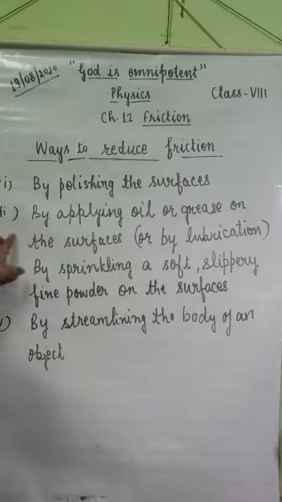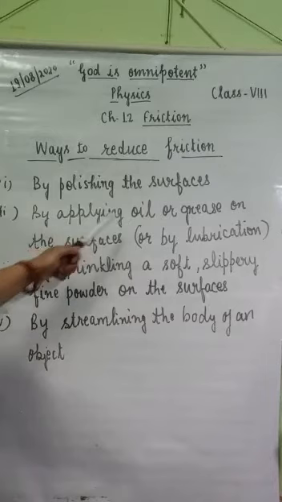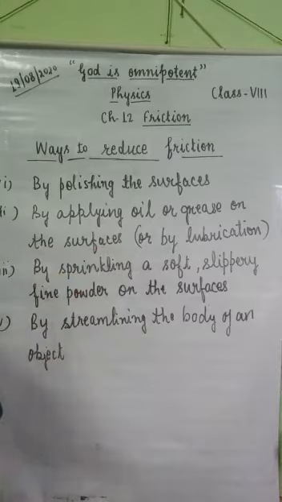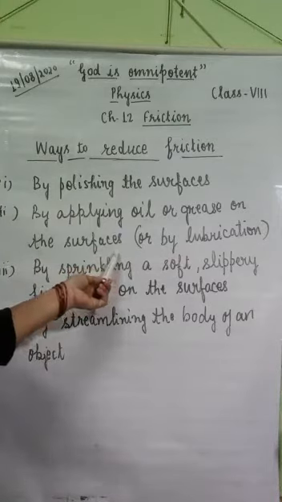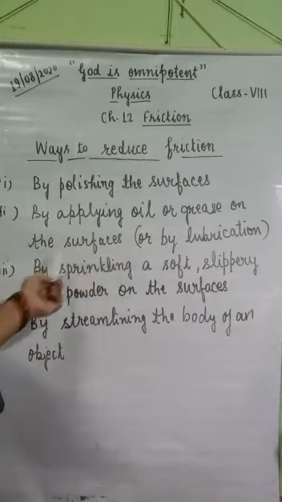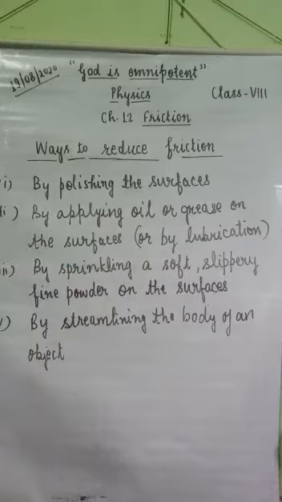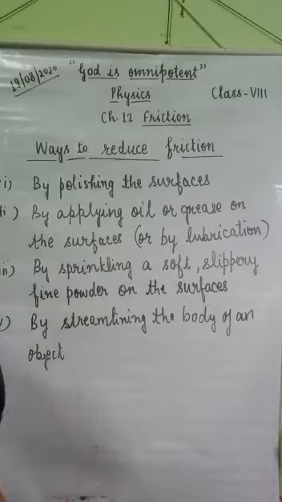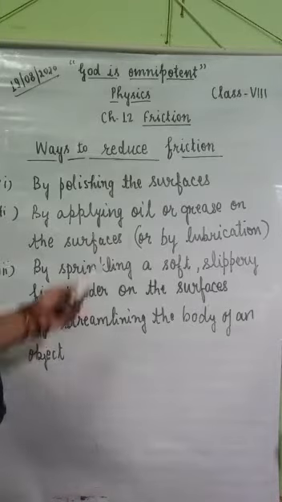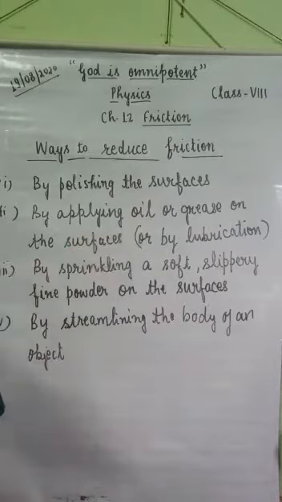Next is by applying oil or grease on the surfaces. Oil or grease which we use to reduce friction is also known as lubricant. So by applying oil or grease on the surface, we can also reduce friction. You have seen that in a machine or bicycle, we apply oil or grease to reduce friction.